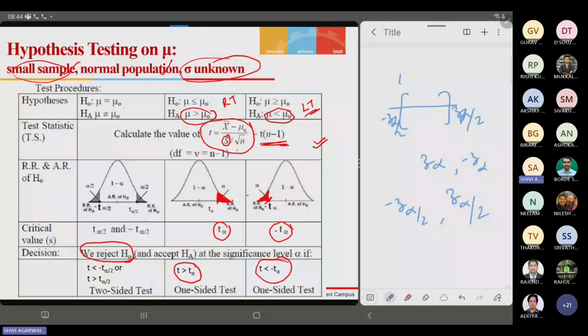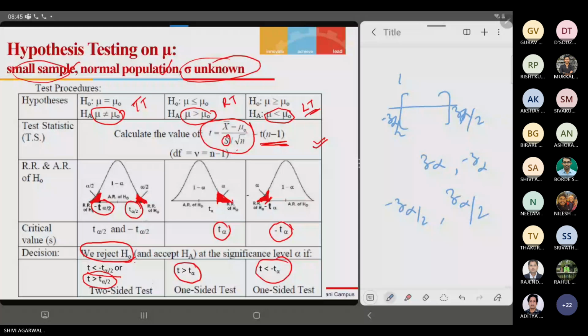Now we are just talking about the two tail. Then mu is not equal to mu naught. So it means here in the right side it is alpha by 2. In the left hand side it is alpha by 2. So the critical point is minus T alpha by 2 and plus T alpha by 2. Okay. So we reject H naught when T is less than minus T alpha by 2 and T is greater than T alpha by 2.